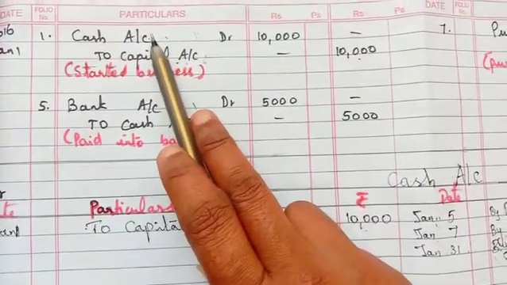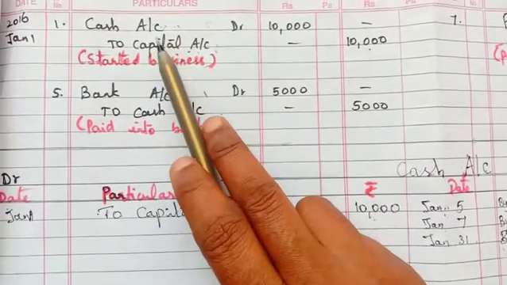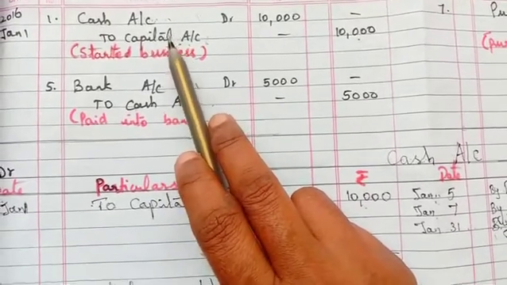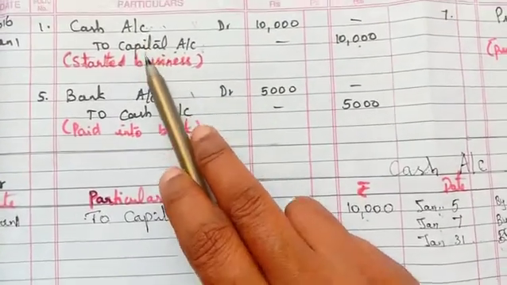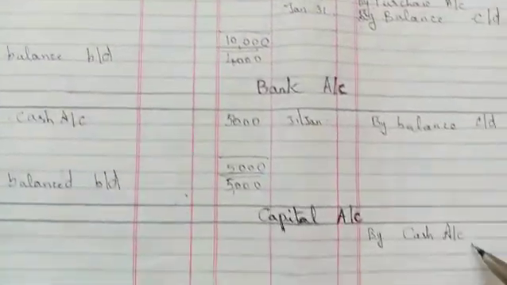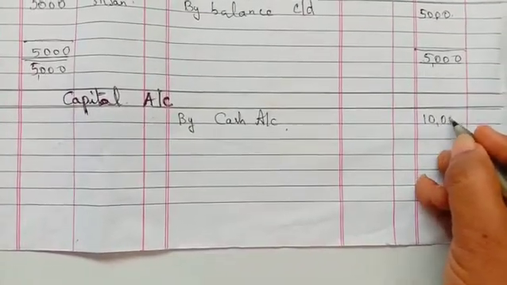In the opposite, whatever is in the debit, you have to take that and write it. Capital is credit side, so in the capital account it should go straight to the credit side, but we should not write capital. Whatever is opposite to it, that is what we have to write. So come to the capital account. Here you write it as 10,000.